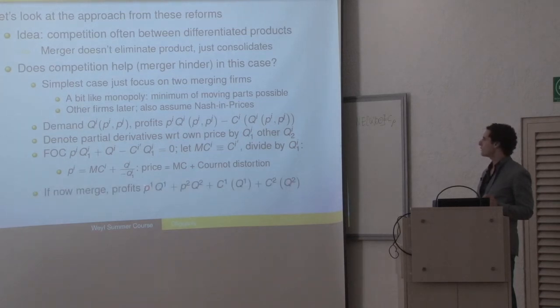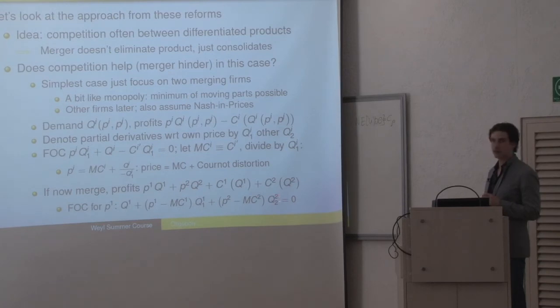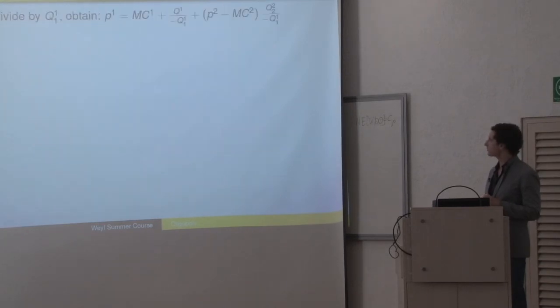But now, if the firms merge together, they're going to maximize the sum of the profits on the two products. Price times quantity 1, price times quantity 2, minus the cost of the two firms, right? And the first order condition for them is now going to be this here. It's going to be quantity of the first good plus markup on the first good times the derivative of quantity with respect to price plus markup on the second good times the derivative of the second product's quantity with respect to the first product's price.